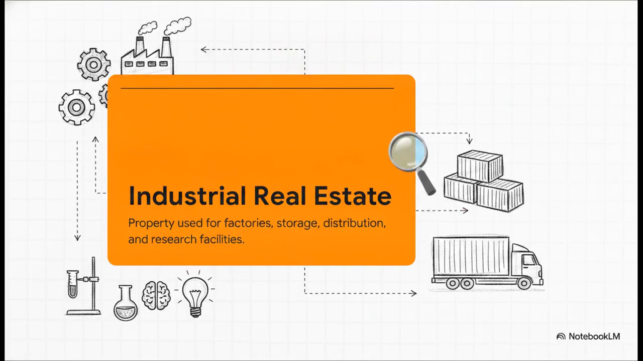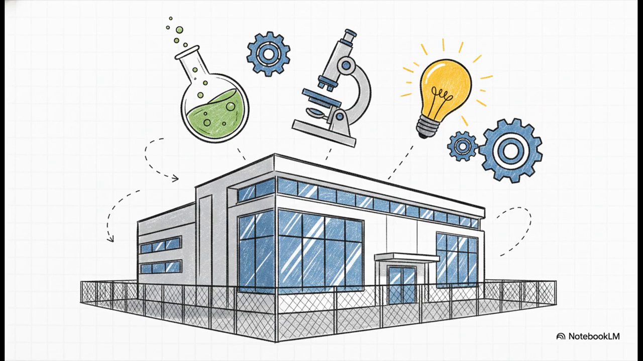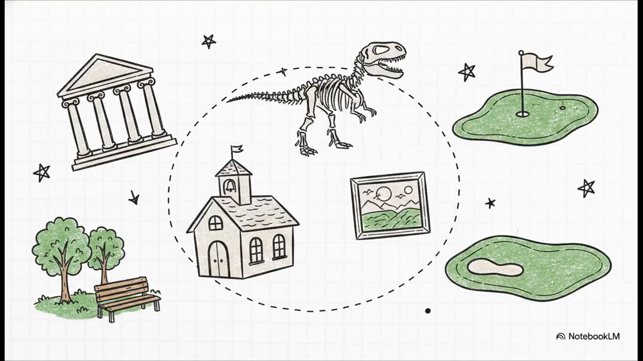Moving from where we do business to where we actually build and create things, we find industrial real estate. This category refers specifically to property used for factories, focusing on heavy manufacturing and production. But it also includes those massive plots of land used for storage and the giant distribution centers that ship products right to your front door. And just to make sure we're all on the same page, it also includes R&D, research and development. Those highly secure campuses where engineers are busy testing the next generation of tech or pharmaceuticals, those sit squarely within the industrial category.